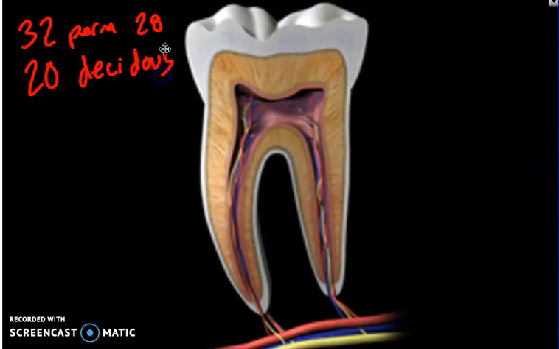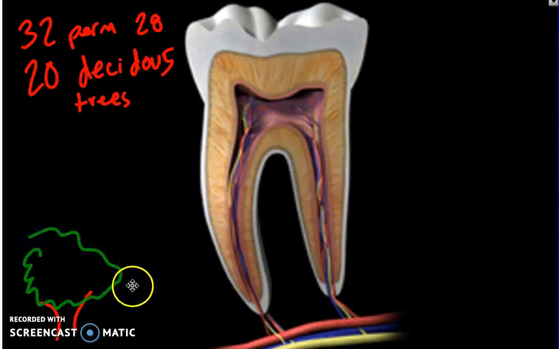Deciduous might be a word you're not as familiar with. You know deciduous because you hate these deciduous trees. A deciduous tree is the one where the leaves fall off. That's why they call them deciduous trees, and those are the ones you have to rake in the summertime. Decidu means falling off. So baby teeth are called deciduous teeth because they fall out like deciduous trees. That will help you remember as we go. So make sure you know we have 32 permanent teeth and 20 deciduous teeth.